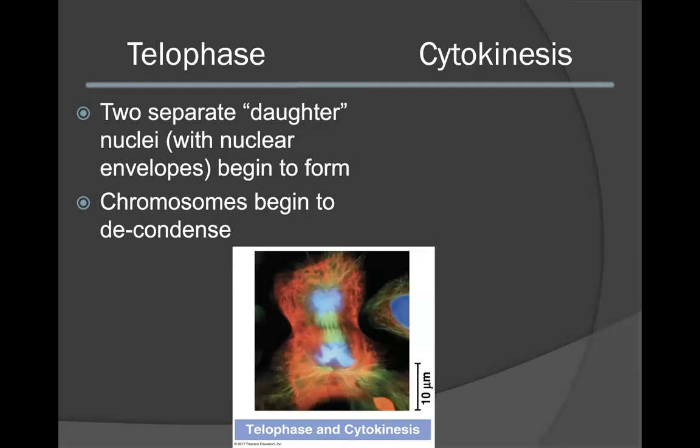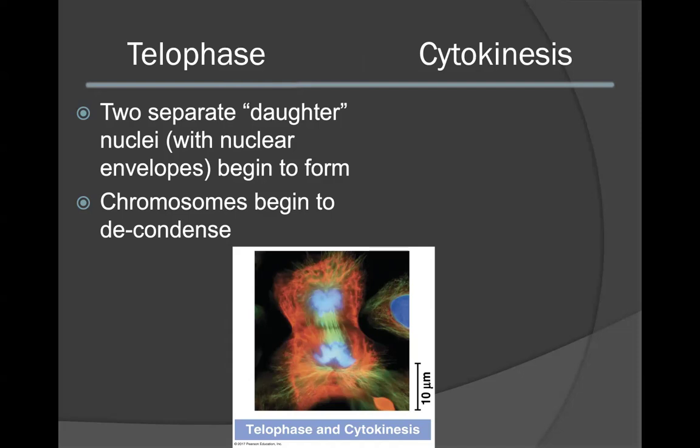We now enter into telophase and cytokinesis. Cytokinesis begins in telophase as well, so you cannot separate out these two phases completely. In telophase, we have the two separate daughter nuclei that are beginning to form. This means that the DNA has been separated.